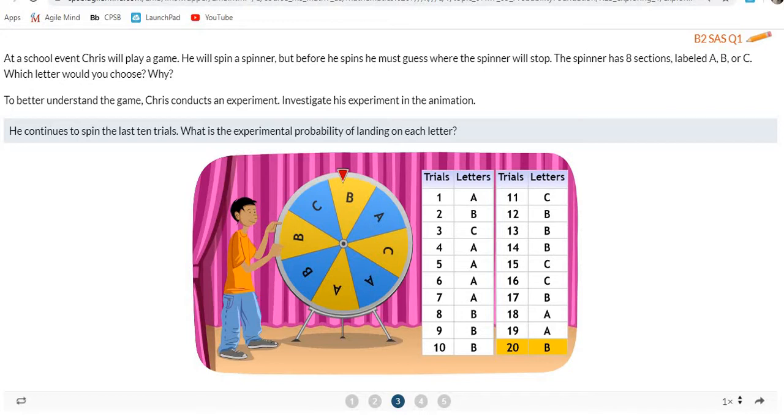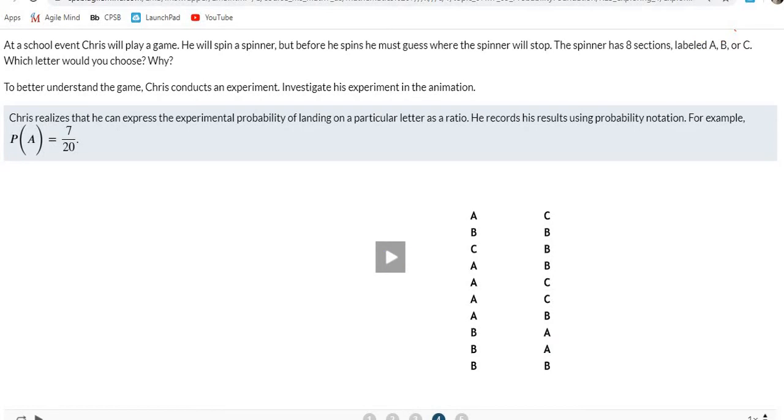All right. So now what we're going to do is actually write the math for it. And they like us writing the math in probability notation. This is an example of probability notation right here. What does the P stand for? Probability.